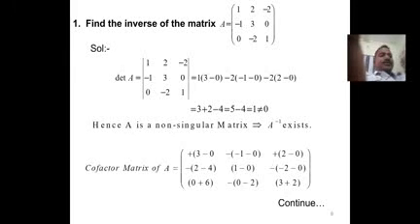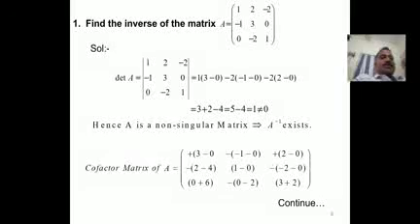The second row elements are minus AD minus BC, 2 plus 2, minus 4. Next element is plus AD minus BC, that is 1 minus 0. The third element of the second row, by deleting second row and third column, is minus 2 minus 0.